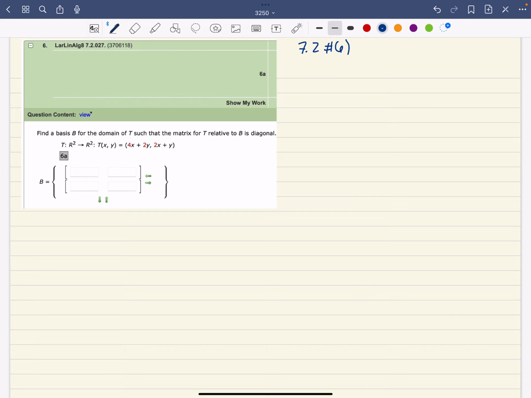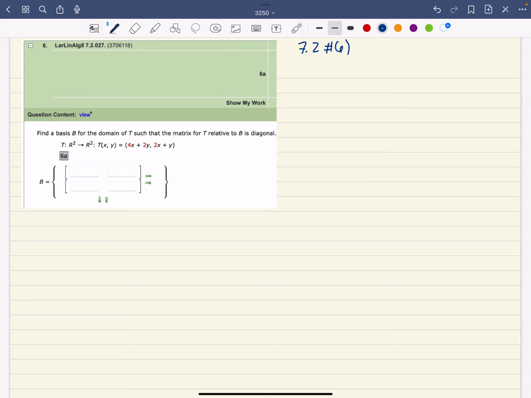All right, so I've had a few requests to talk about 7.2, number 6. This is a homework question. The question wants us to find a basis for the domain of a linear transformation, for the matrix of the linear transformation relative to B, and we want to diagonalize that matrix. So this has a little bit of crossover from section 7.3.